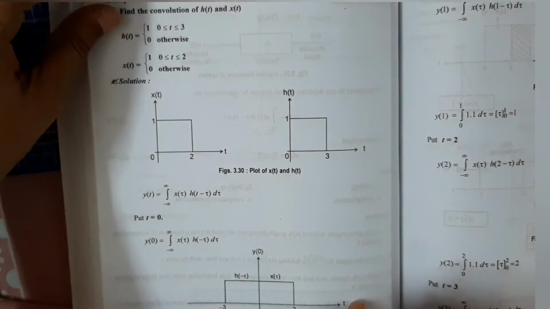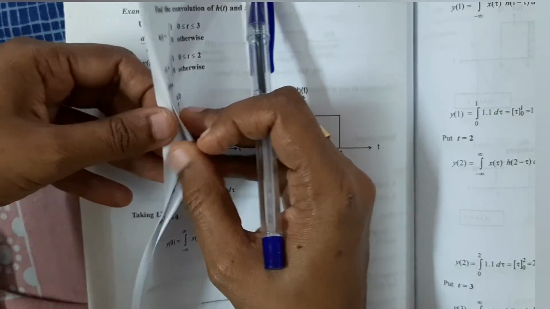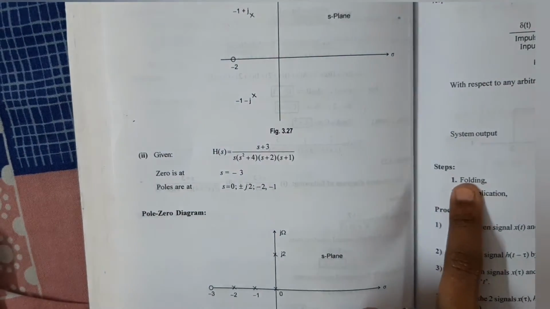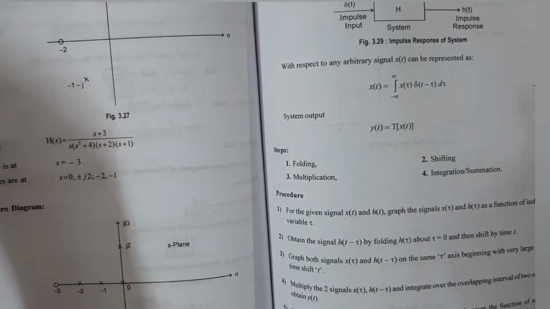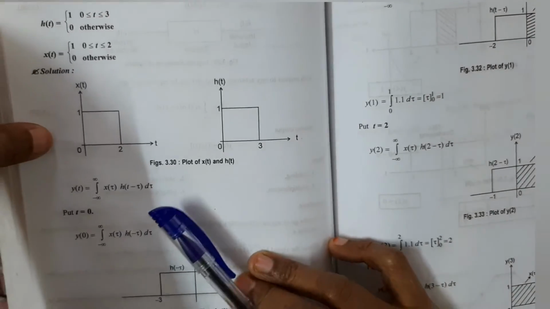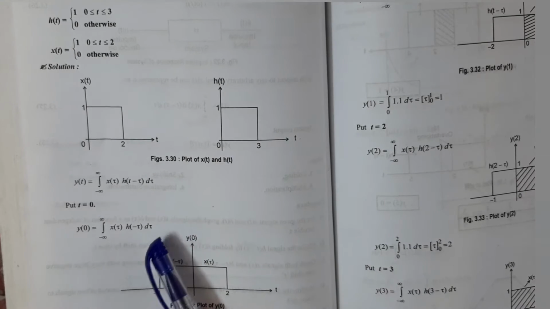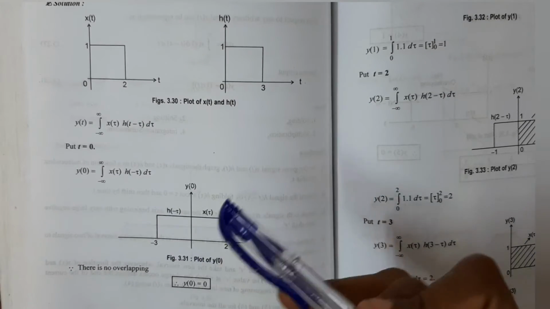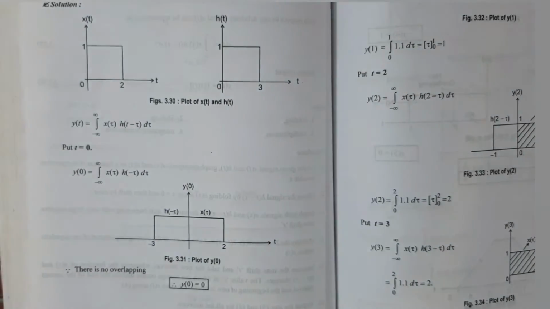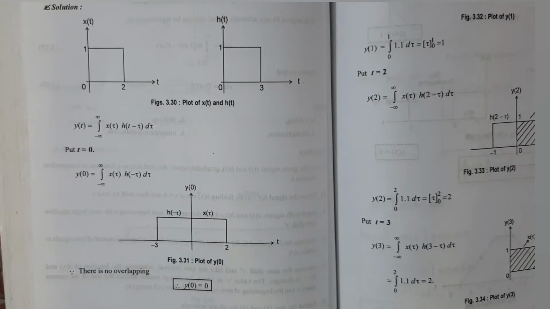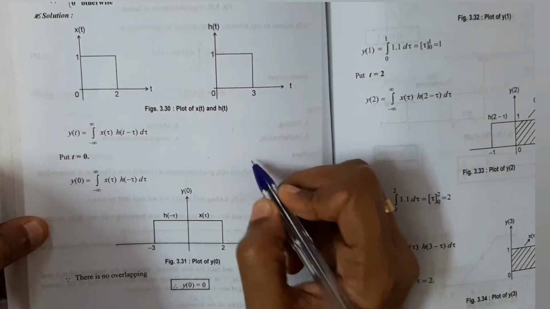What is our procedure? What is our first step? We have seen it in the previous video, so go through that video. Our steps are folding, shifting, multiplication and then integration or summation. Now first you want to find x of tau. In the place of t, you replace tau and draw it, so you can draw the x of tau value.